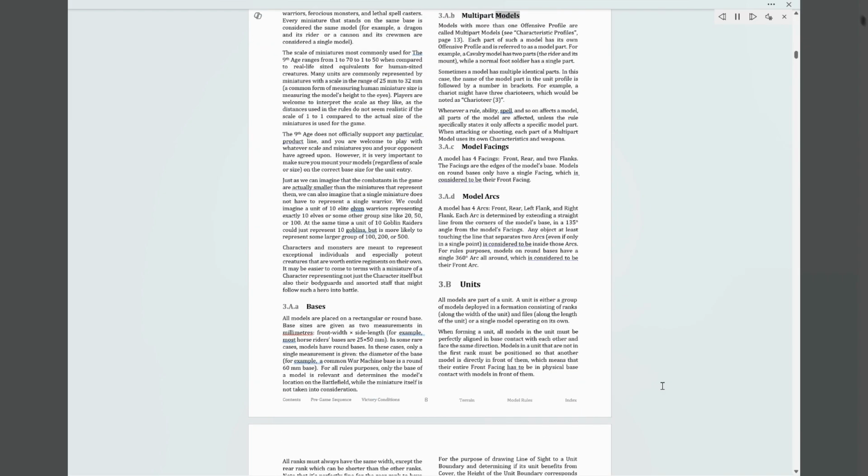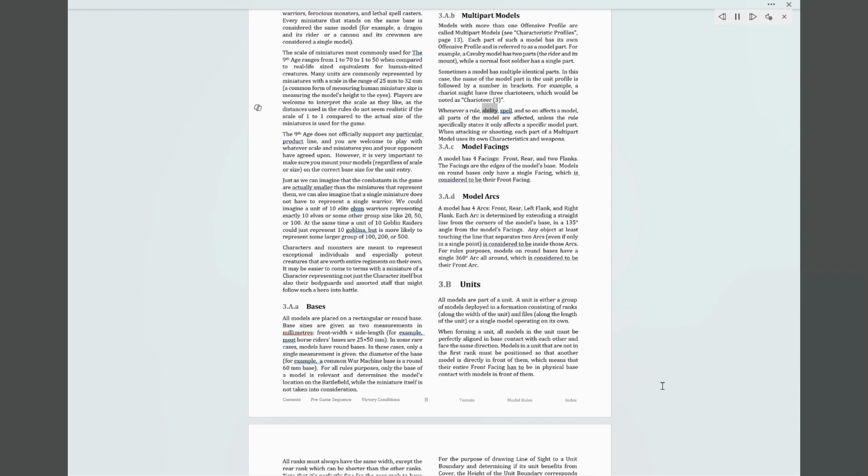Multi-part models. Models with more than one offensive profile are called multi-part models. See Characteristic Profiles, page 13. Each part of such a model has its own offensive profile and is referred to as a model part. For example, a cavalry model has two parts, the rider and its mount, while a normal foot soldier has a single part. Sometimes a model has multiple identical parts. In this case, the name of the model part in the unit profile is followed by a number in brackets. For example, a chariot might have 3 charioteers, which would be noted as charioteer 3.